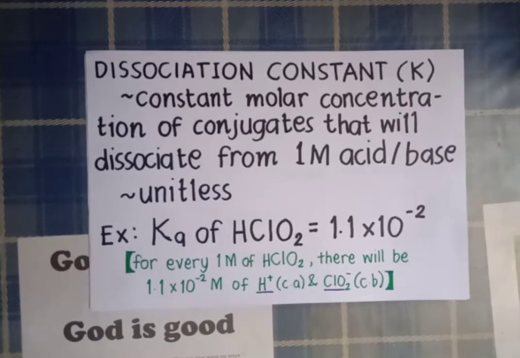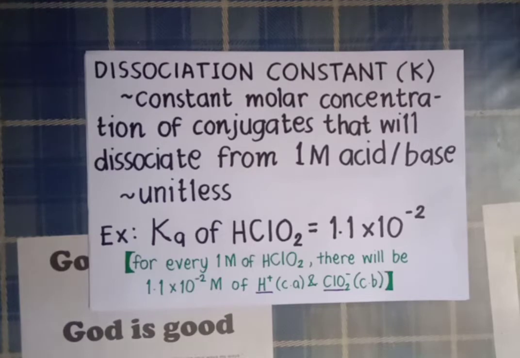Hi, good day. So one of the things that we encountered in classifying salts is the word dissociation constant. Now, dissociation constant is symbolized with capital letter K, and it is a number that describes the molar concentration of conjugates that will be produced from one molar acid or base once that acid or base is dissolved in water.